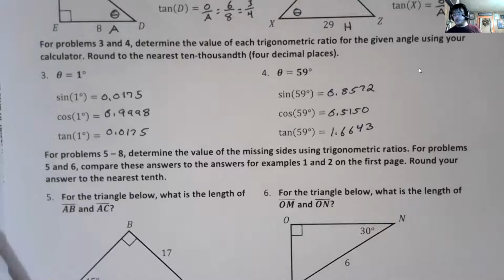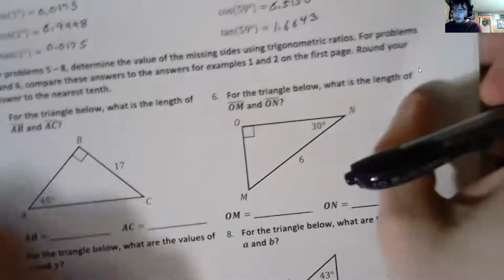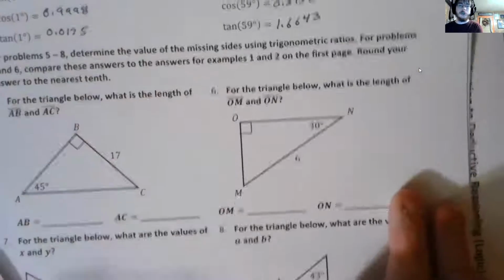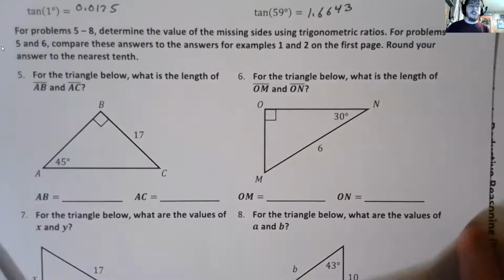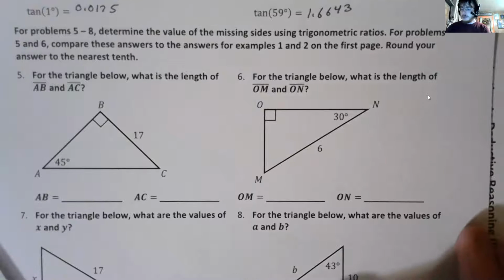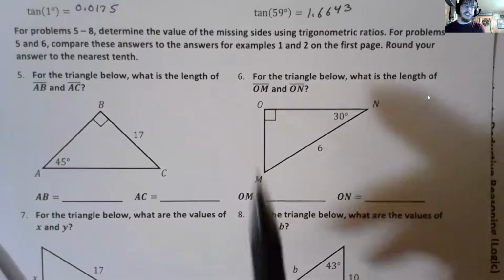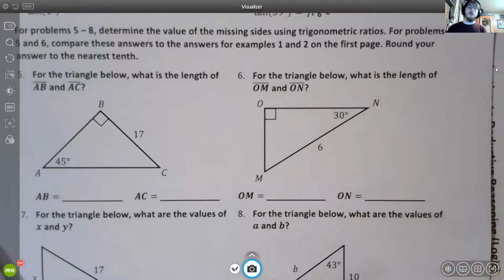All right, so next up, it says for problems 5 through 8, determine the value of the missing sides using trigonometric ratios. For problems 5 and 6, compare these answers to the answers for examples 1 and 2 on the first page. Round your answer to the nearest tenth. So we're only going to do 5 and 6. 7 and 8 will be in tomorrow's video, along with some other example problems that we do together in class.